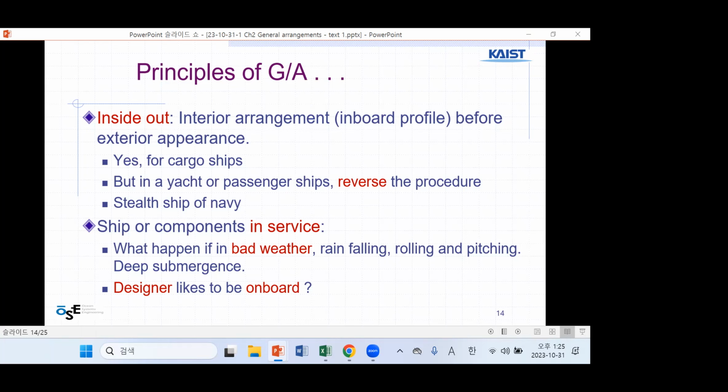Comparison of service: bad weather, high waves, rainfall, rolling, pitching, or disturbance. Can you stay on board, especially in a submarine?